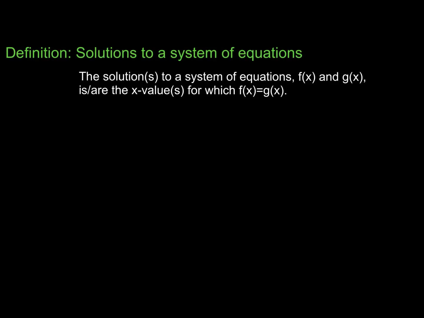Alright, so we've seen this definition before, but it's important to always refresh our memory here. The solutions to a system of equations are the x values for which f of x is equal to g of x. So if I have two functions, the x values where the two outputs, remember, f of x is function notation for the y value for this function, and g of x is the notation for the y value for this function, where those values are going to be equal.